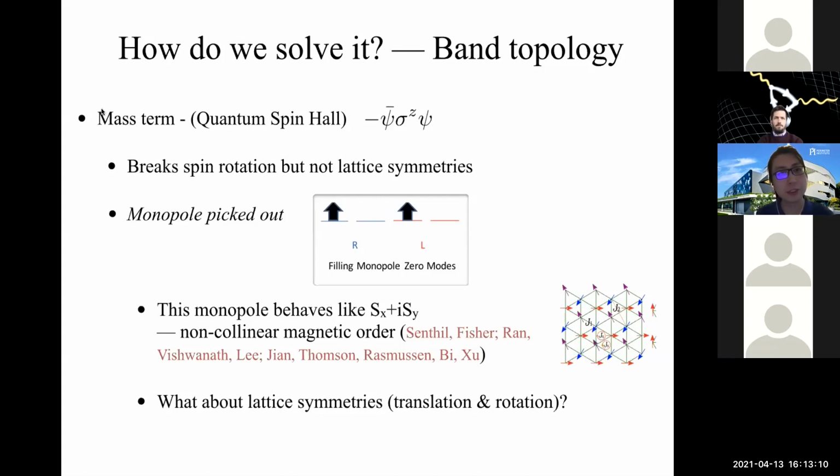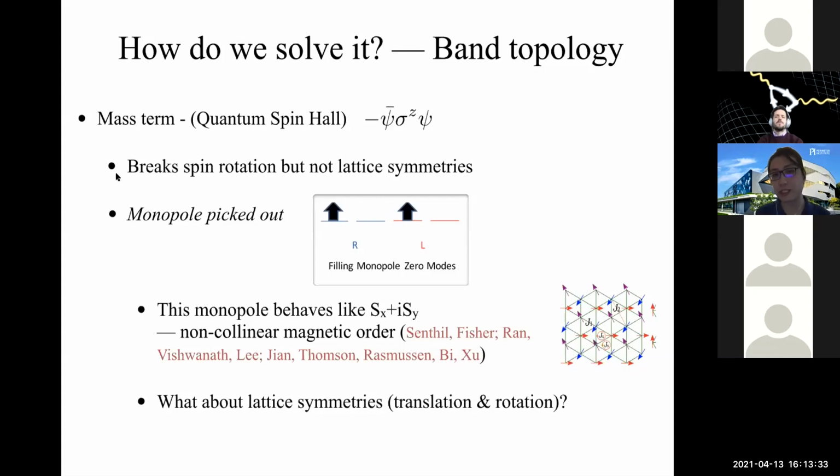So what you can do, for example, is imagine first having some mass term for your Dirac fermion. In this case, you can have what is known as the quantum spin Hall mass term. It's a mass term which is positive for, let's say, spin up Dirac fermions and negative for spin down Dirac fermions.